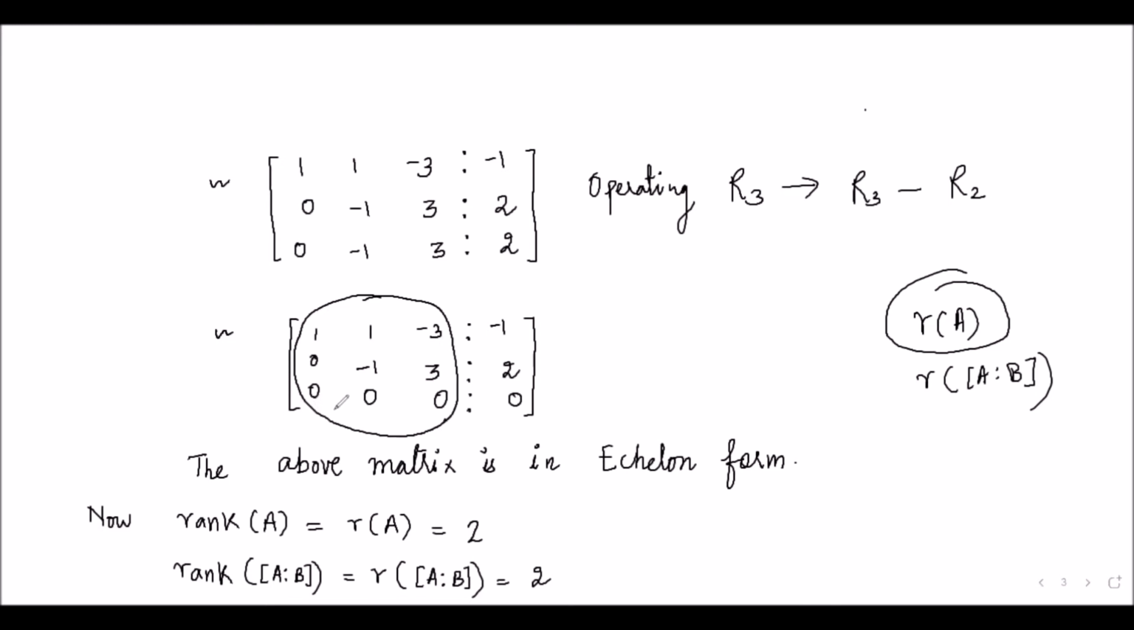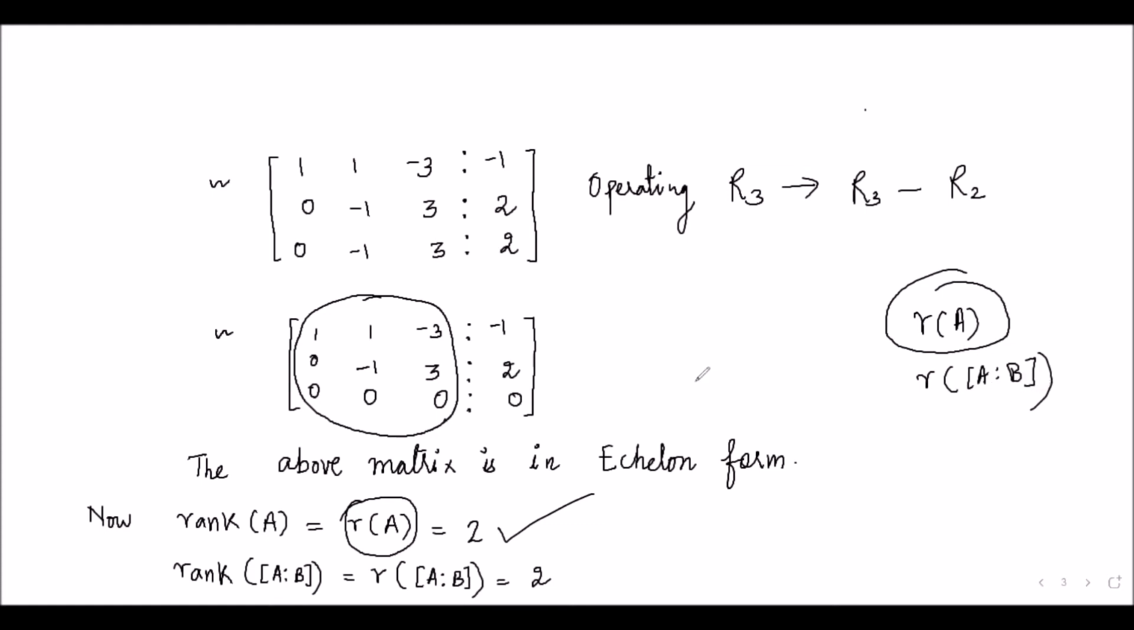The third row in the echelon form of matrix A is 0, 0, 0. It is a zero row. So how many non-zero rows do we have in the echelon form of A? We have only 2 non-zero rows, and therefore the rank of A is 2. The next rank which we need is the rank of the augmented matrix.